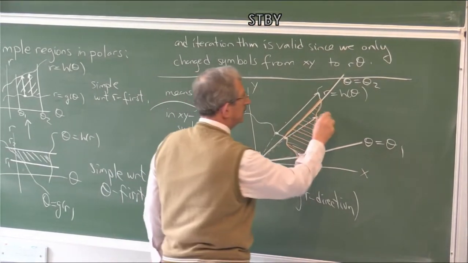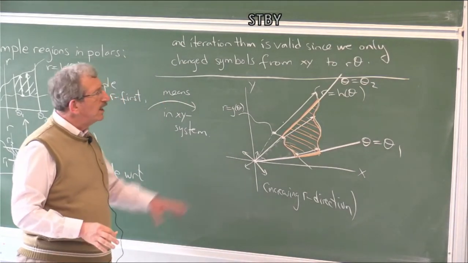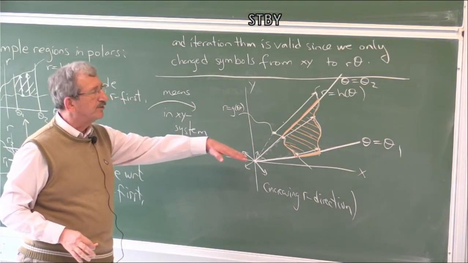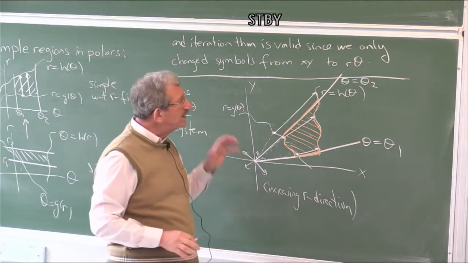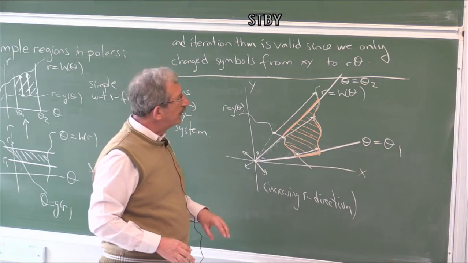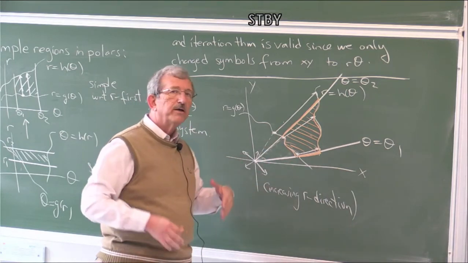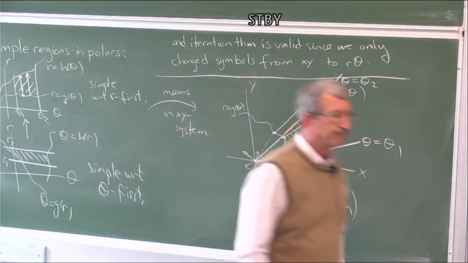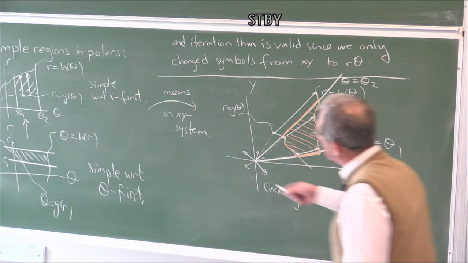So this is, such a region is simple in polars, but it's sketched in Cartesian. So in the Cartesian system, when we see a D like this, we recognize that it's simple with respect to r in the polar system. Okay. Let us see what the other one looks like.